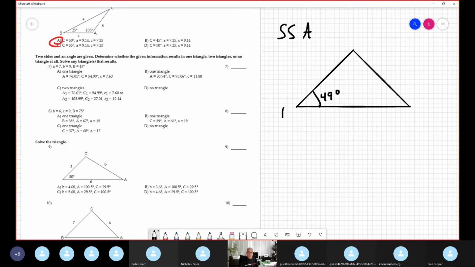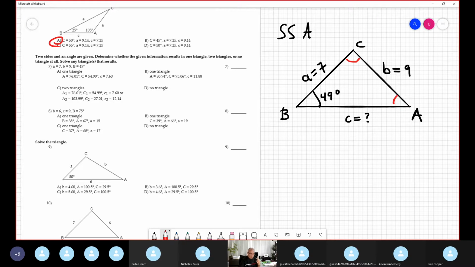49 is given. 49 is B, then C and A. A is 7. B, which is this one, is 9. Well, I need to find C, of course. I need to find the rest of the angles, which are angle A and angle C.